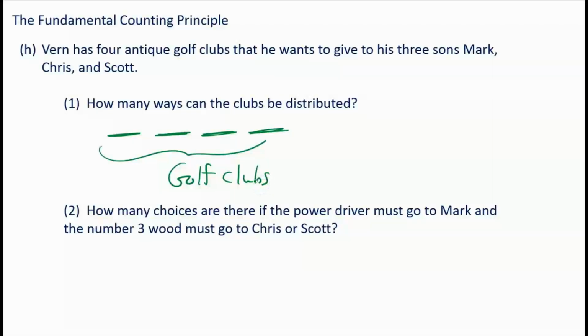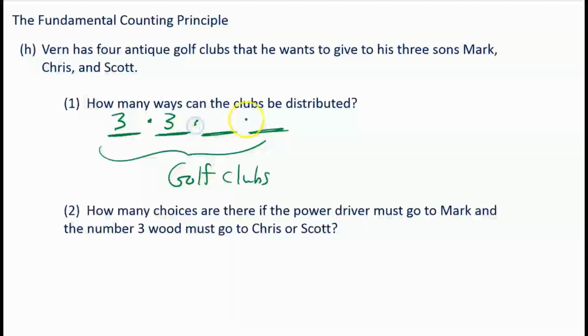Now, each one, separate golf club. So for the first golf club that you pull out of the bag, how many options for giving it away do we have? Well, it could go to Mark or Chris or Scott. Right? So that's 3 different options for the first golf club. Now for the second golf club, he could also give that to Mark, Chris, or Scott, because it doesn't say anything about how they're distributed. Again, it could go to Mark twice, so repeats are fine.